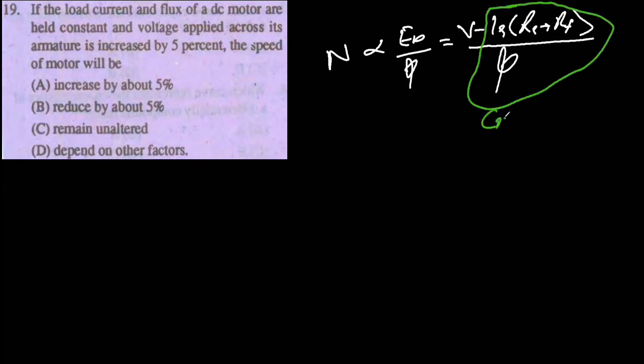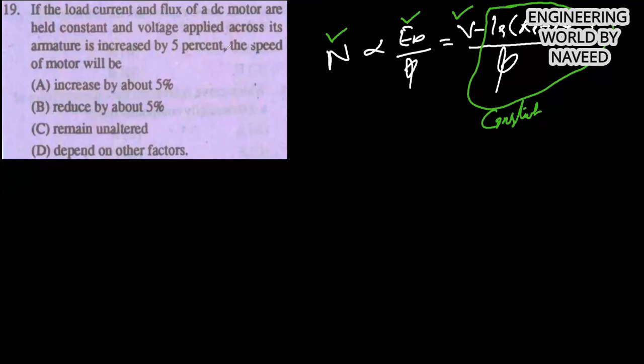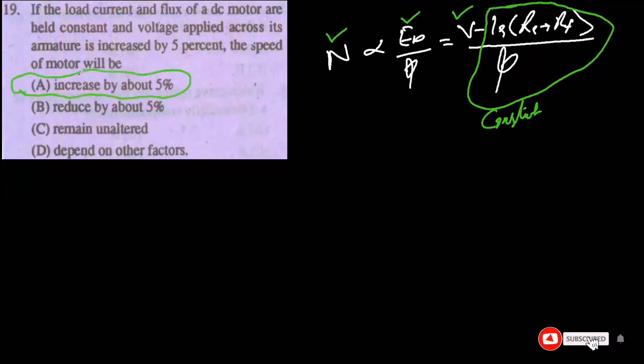If this is constant, then if you increase the supply voltage, it will increase the back EMF, which will increase the speed by the same amount. So the speed of the motor will increase by about 5%. If you increase the supply voltage by 5%, then the speed will increase by about 5%.